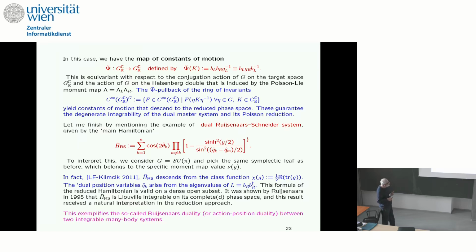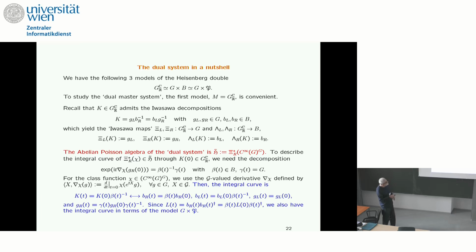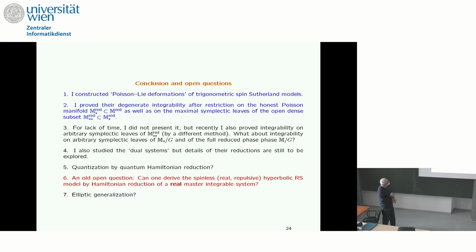So this is one result, and finally, I conclude that what I did here is I constructed some Poisson-Lie deformations of the trigonometric spin-Sutherland model, and proved degenerate integrability after restriction to this principal orbit type subset of the reduced phase space, and on maximal symplectic leaves on that. Recently I also proved integrability on an arbitrary symplectic leaf, but I planned to present this yesterday as the third part of my talk. This was the second proof, but I have no time for that. Probably I will write a paper about that pretty soon.